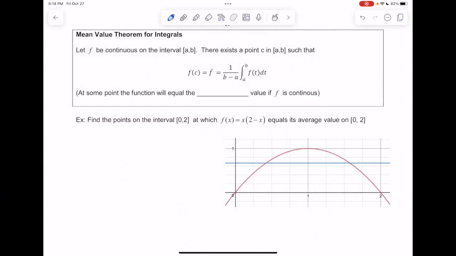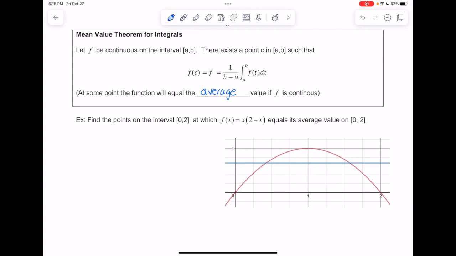All right, in previous sections, we had something called the mean value theorem. Now we're going to look at the mean value theorem for integrals. So let f be a continuous function on the closed interval from a to b. Then there exists a point c somewhere in that closed interval from a to b such that f of c is equal to the average value of the function, which we said on the previous page is 1 over b minus a times the integral from a to b of f of t dt. So at some point, the function will equal its average value if f of x is continuous.